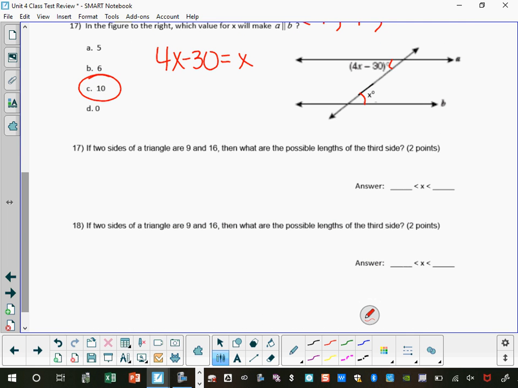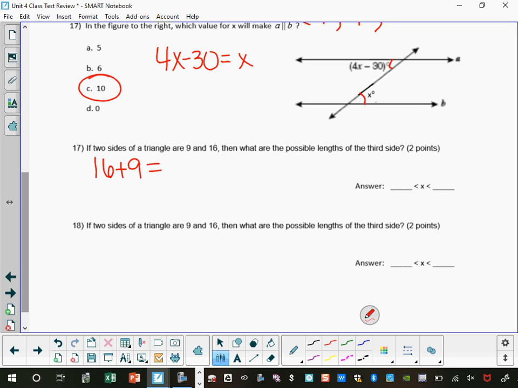All right, number 17. If 2 sides of a triangle are 9 and 16, then what are the possibilities of the third side? This is our inequality, okay? We did this last class. So Kenzie, this part will be fairly new to you, but I think you can pick it up pretty quickly. What I'm going to do to find my possible third side is I'm going to add my 2 numbers together and then subtract my 2 numbers. I never want a negative, so I always do big and little.